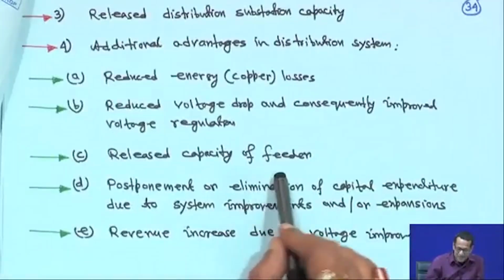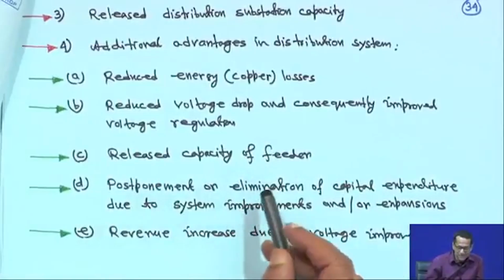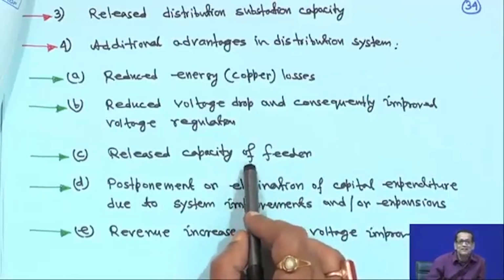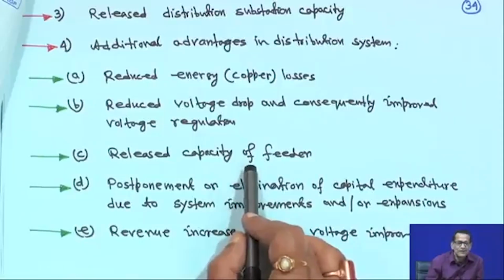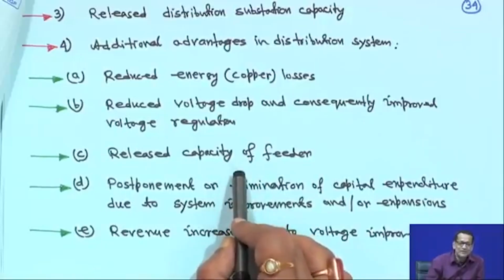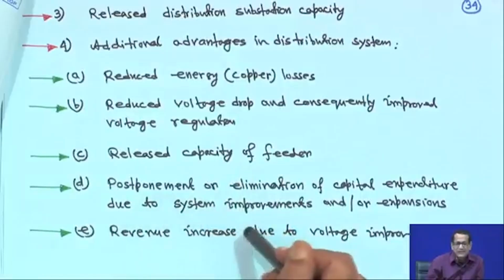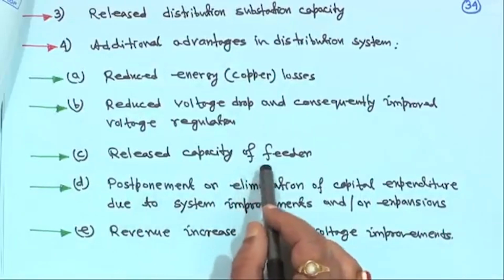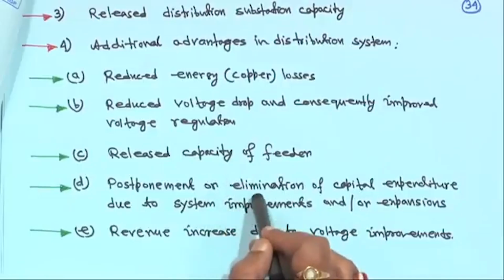Then there is release of feeder capacity, the same as releasing transmission system capacity. Here it is the distribution side, there it is the transmission side, but the meaning is the same. Because of the shunt capacitor, the reactive component of the current in the distribution feeder will decrease. Therefore, its current carrying capability will increase, in the sense that you can add more load, because it will draw less current in magnitude.